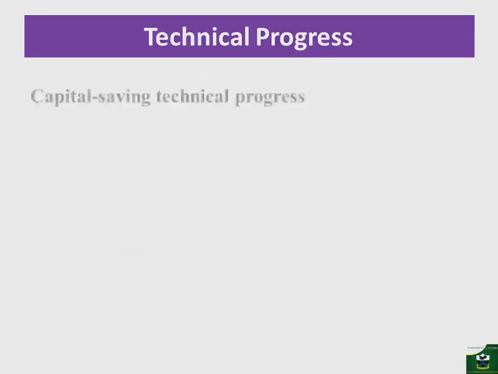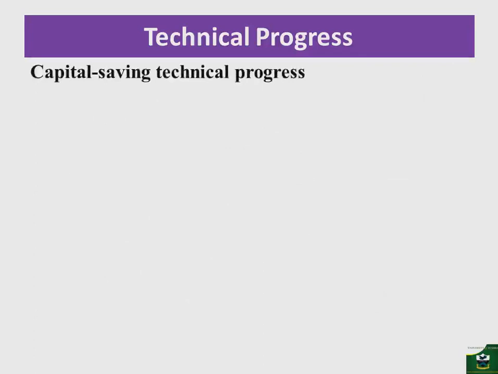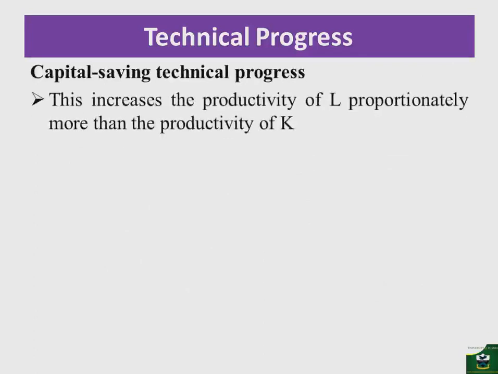Okay, so let's start by looking at the capital saving technical progress. This increases the productivity of labor proportionately more than the productivity of capital. Now let me bring this ratio to you. If we have capital saving technical progress, it means that the productivity of labor is growing more than the productivity of capital, which means that for you to produce more, you will need more labor to be substituted for capital in the production process.